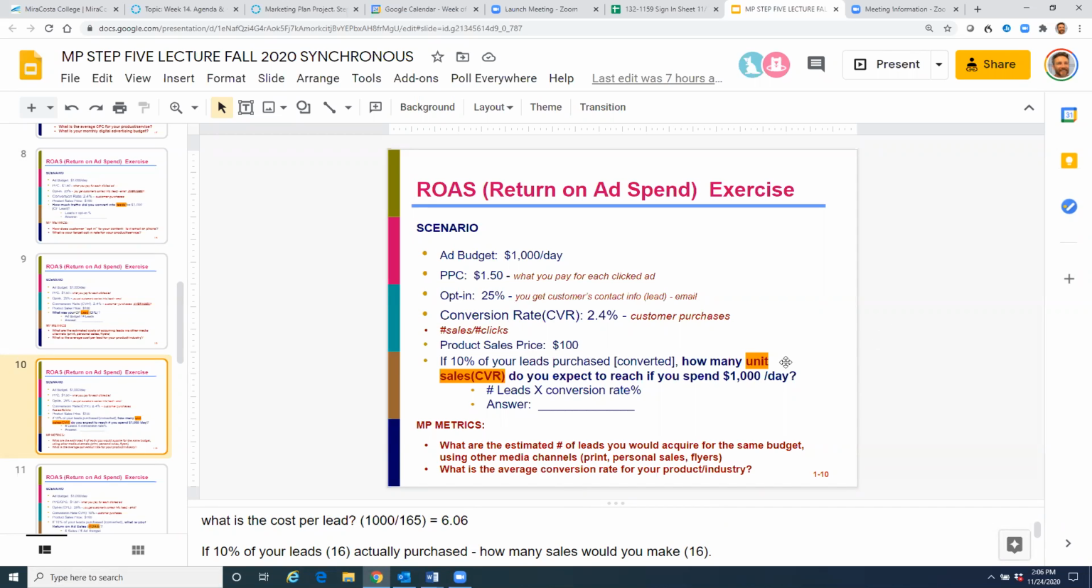Yes, you guys are right. It is 4. My apologies. I changed my percentage number from what I had in my exercise. So what you're doing is taking 167 leads times your conversion rate of 2.4%. 167 times 0.024 is 4. So my apologies to those who were saying 4 was wrong. 4 is correct. Is that making sense?